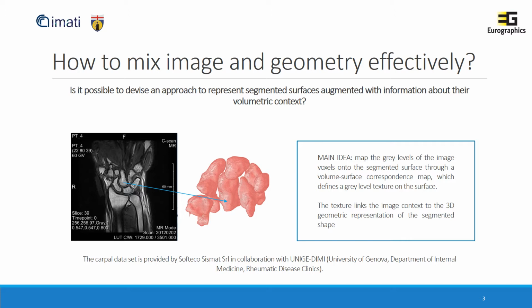Our idea was to map the gray levels of the image voxels in the segmented surfaces through a volume surface correspondence map, which defines a gray level texture on the surface. In this way, the texture links the image context, that is, the volume in which the structure is inserted, to the 3D geometric representation of the segmented shape.